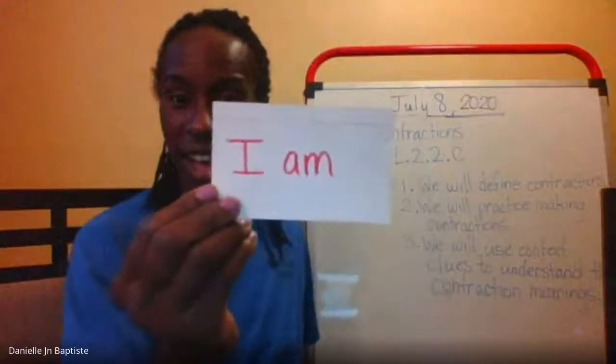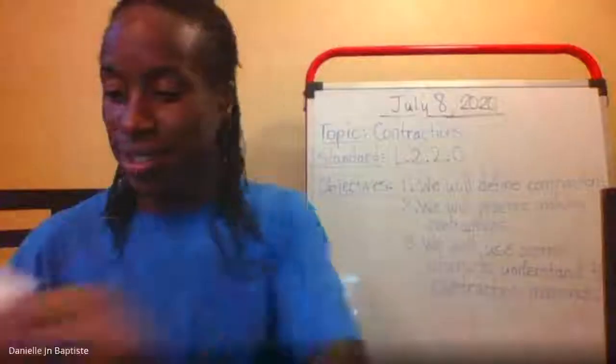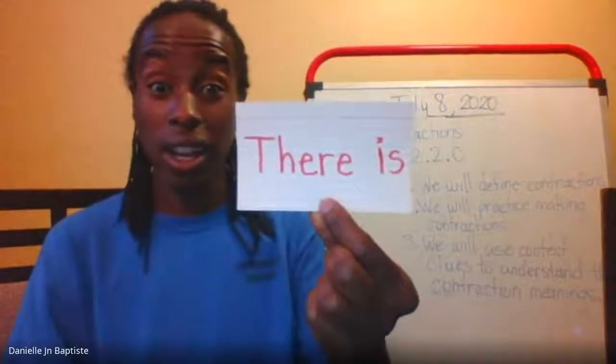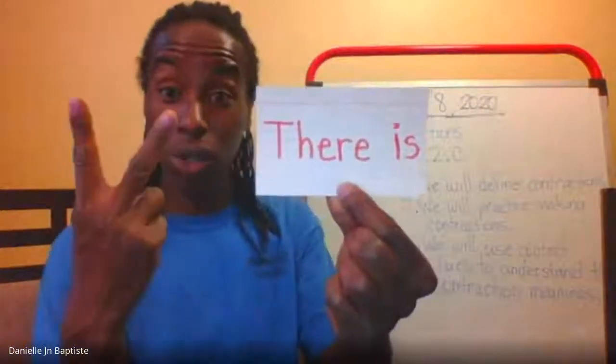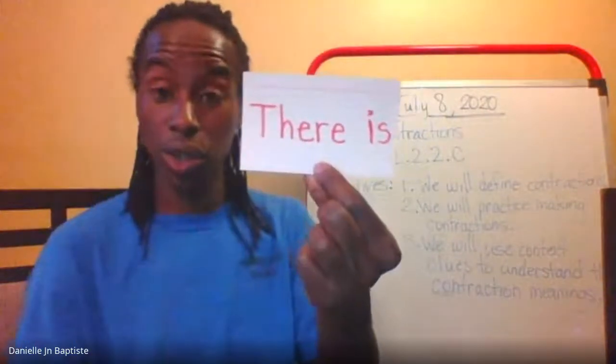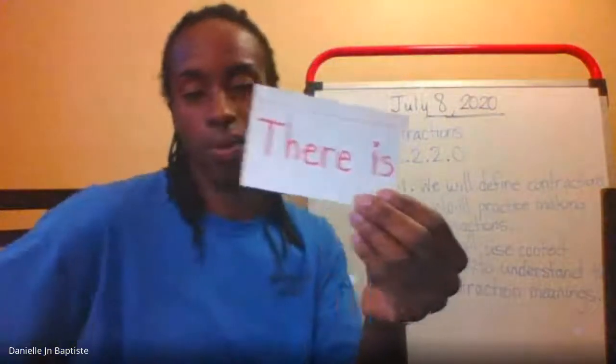I'm means I am. I love it. Let's keep it moving. Here are 2 words that we're going to put together to make 1. And the 2 words are there is. Now watch what we do with it.